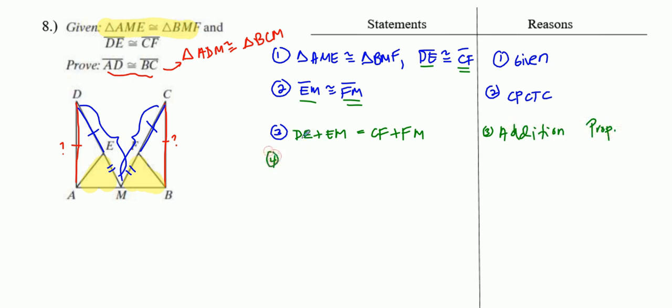And I'd like to replace DE plus EM in the picture with this whole side DM. So I'm going to first say that DM equals DE plus EM. And I'd like to replace CF plus FM with CM. So I need to say that CM equals CF plus FM. And that's because a whole equals the sum of its parts.